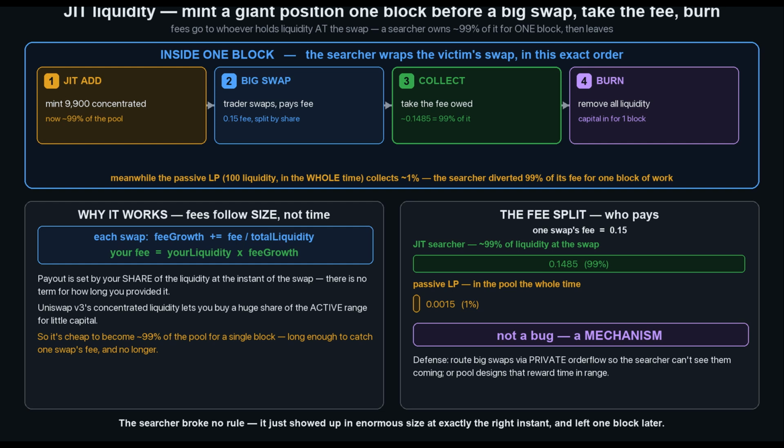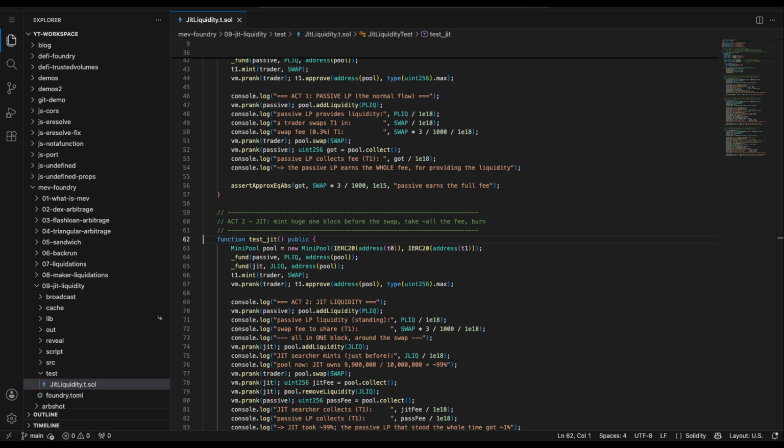Step 3, the searcher collects and burns the position, taking its capital straight back out. Its money was in the pool for one block. It provided nothing lasting. It just showed up huge at the right instant and left with the fee. Let's prove it. Here's the code, here's the JIT test. The passive LP is in with its liquidity, then all in one block, the searcher mints a huge position, the trader swaps, the searcher collects and removes. Finally, the passive LP collects, so we can compare.